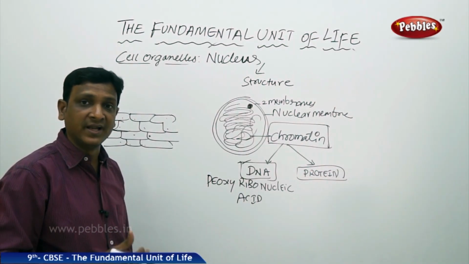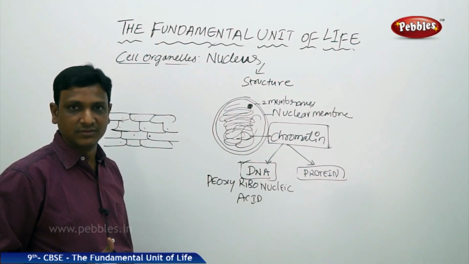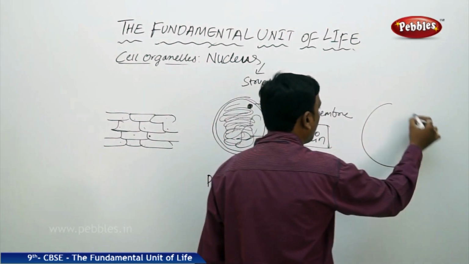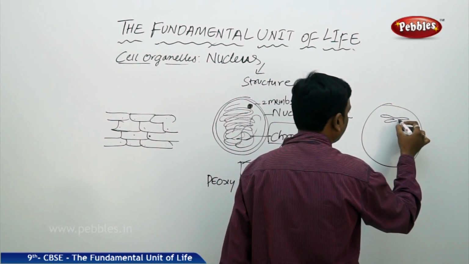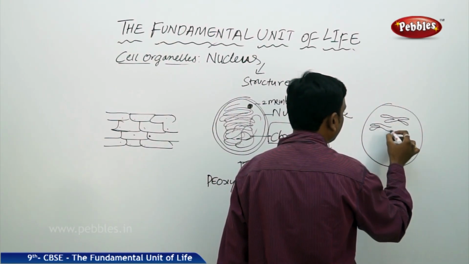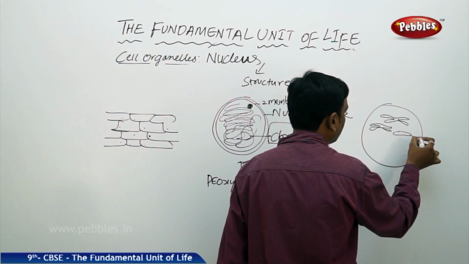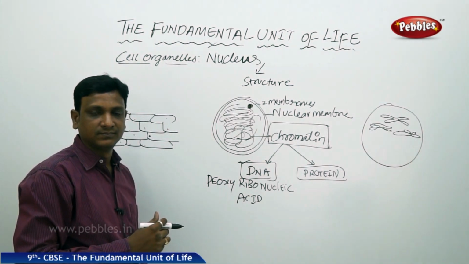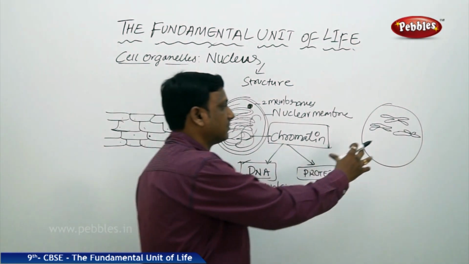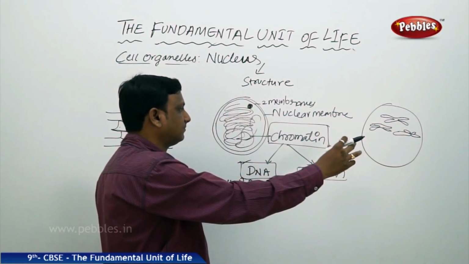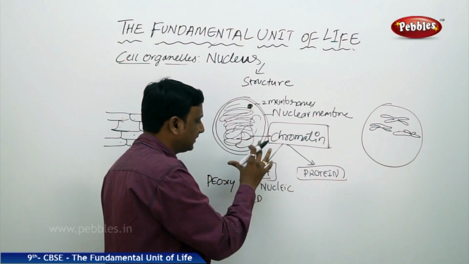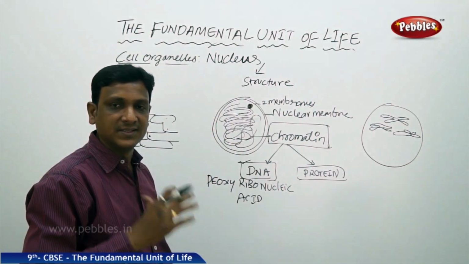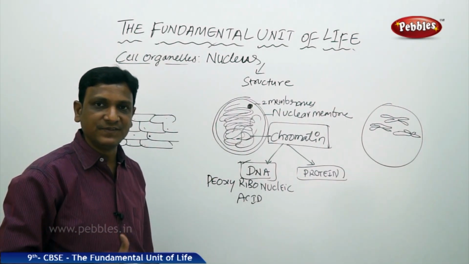But when the cell is about to divide, when the cell is ready for cell division, or when a cell is in the phase of cell division, you find the chromatin in the form of chromosomes. Rod-like structures, chromosomes. The chromatin becomes chromosomes during the process of cell division. So whether it is a chromosome or a chromatin, it consists of DNA and protein. DNA is the genetic material. It will consist of all the information about various features of your body.